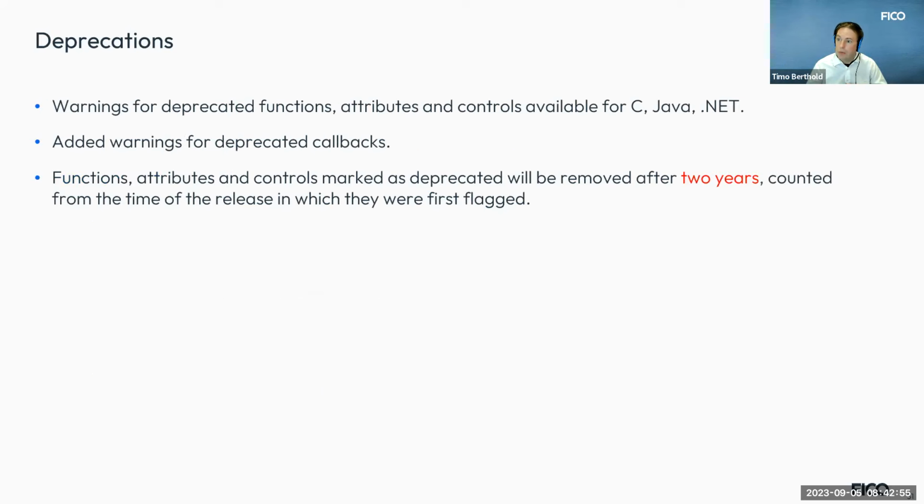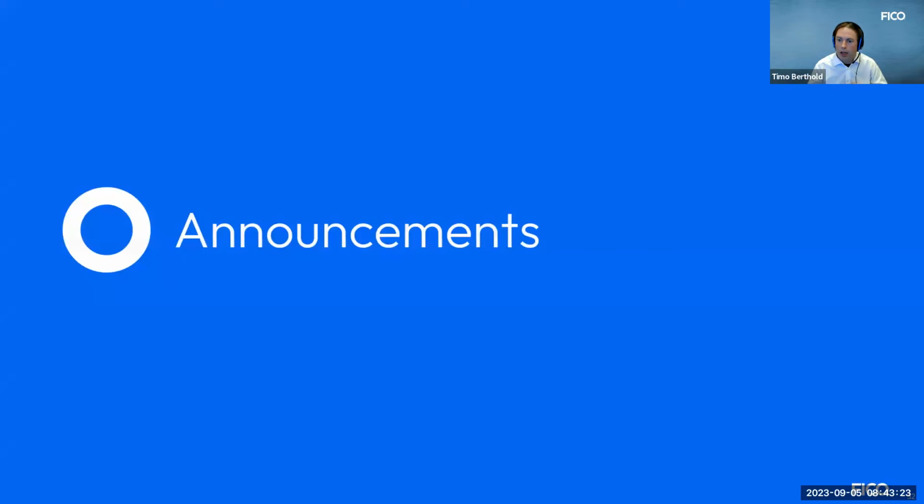And you will get warnings if you use deprecated functions, attributes, or controls. We also added warnings for deprecated callbacks. And just be aware that if you receive such a warning, you might expect that the deprecated functionality will be removed 2 years after it has been first deprecated. So don't wait too long with acting on this.